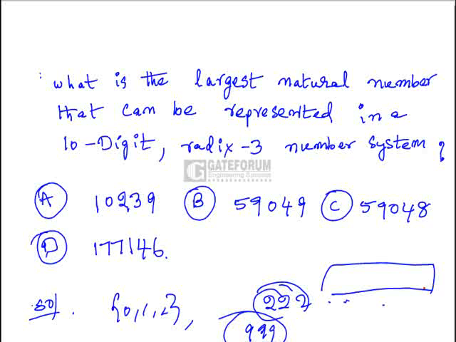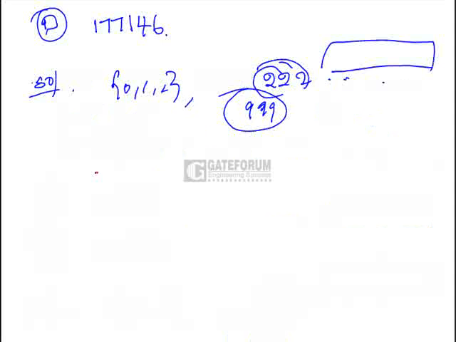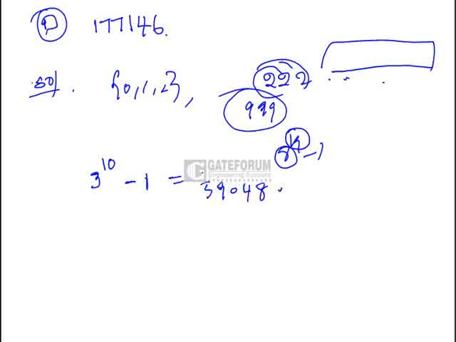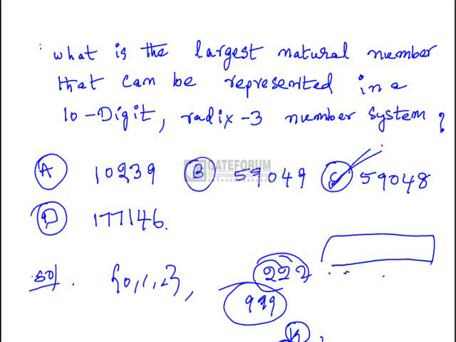The value in decimal we have to find out. There is a formula for this, using the radix and the number of digits. What is the radix? 3. The number of digits is 10. So 3 power 10 minus 1 is the value. That is r power k minus 1, where k indicates the number of digits and r is the radix, or we can say base. So 3 power 10 minus 1 is equal to 59048. Option C is correct. Option C is the correct option.